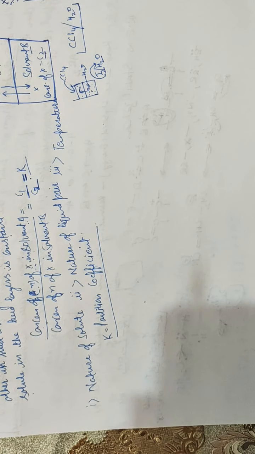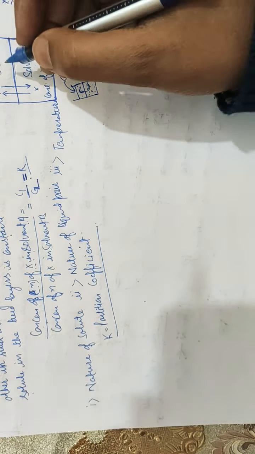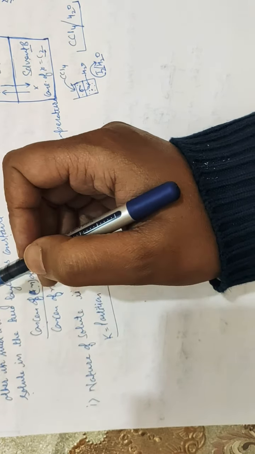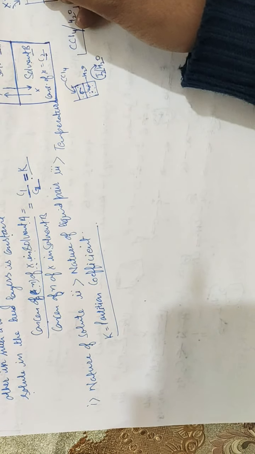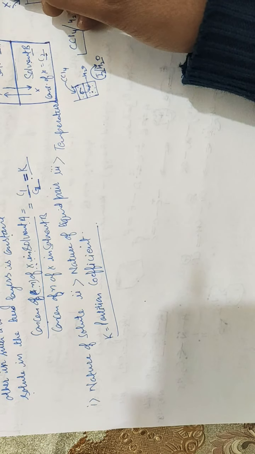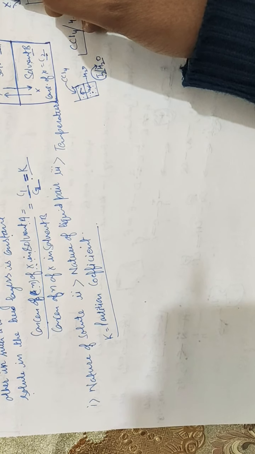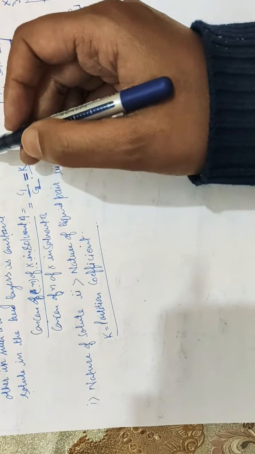Further, the conditions for the validity of the distribution law are as follows. The temperature should be kept constant. The two solvents should be immiscible or sparingly soluble. As I told you in the definition, you can deduce the conditions from the definition of the Nernst distribution law. The first condition is that the temperature should be kept constant, because this is also a kind of equilibrium constant, and an equilibrium constant always depends upon the temperature. So to obtain the partition coefficient, you first have to keep the temperature constant. Second, the two solvents should be immiscible or sparingly soluble.